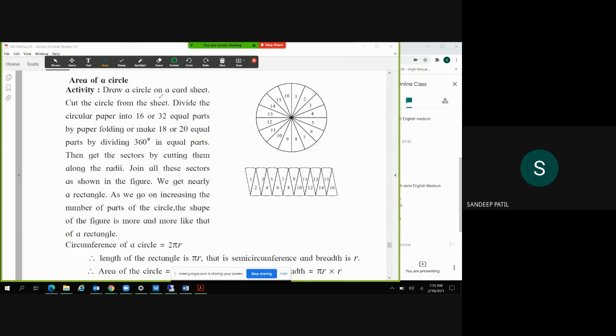So draw a circle on a card sheet, right? So इस प्रकार से एक कार्ड शीट पे एक सर्कल निकाल लीजिए. Cut the circle from the sheet. दिस सर्कल, ये सर्कल शीट में से निकाल लीजिए. So divide the circular paper into 16 or 32 equal parts. So इस छोटे छोटे parts को बना के 16 या 32 parts बना सकते हैं by paper folding to make 18 or 20 equal parts by dividing 360 in equal parts.